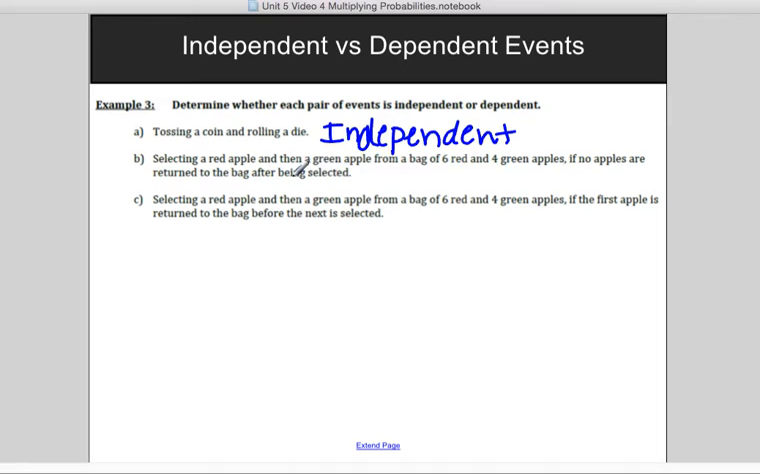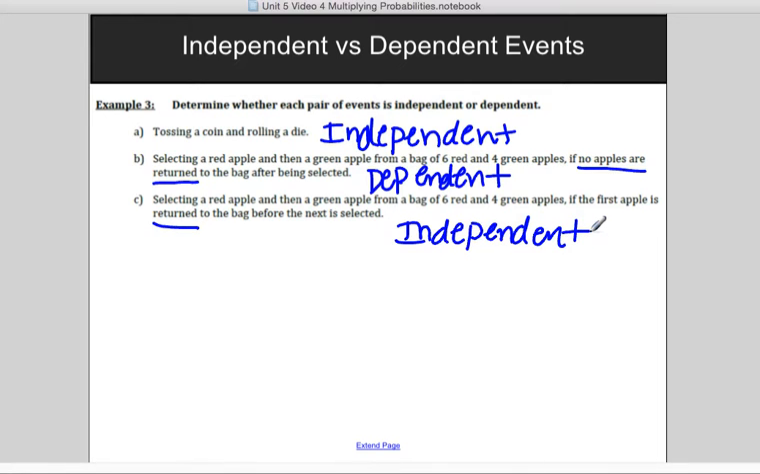Selecting a red apple and then a green apple from a bag of 6 red and 4 green, if no apples are returned to the bag after being selected. If it's not returned, then it is dependent. And C, same problem except the first apple is returned. So if it's returned, that makes it independent.